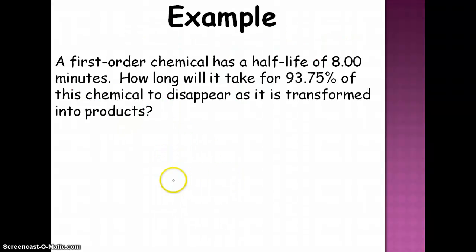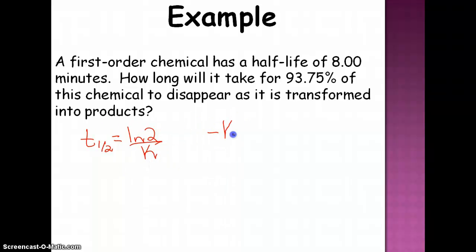So here we have an example problem. A first order chemical has a half-life of 8 minutes. How long will it take for 93.75% of this chemical to disappear as it is transformed into products? First off, let's write the first order half-life equations. So we know T1/2 is equal to natural log of 2 over K, because this is first order.